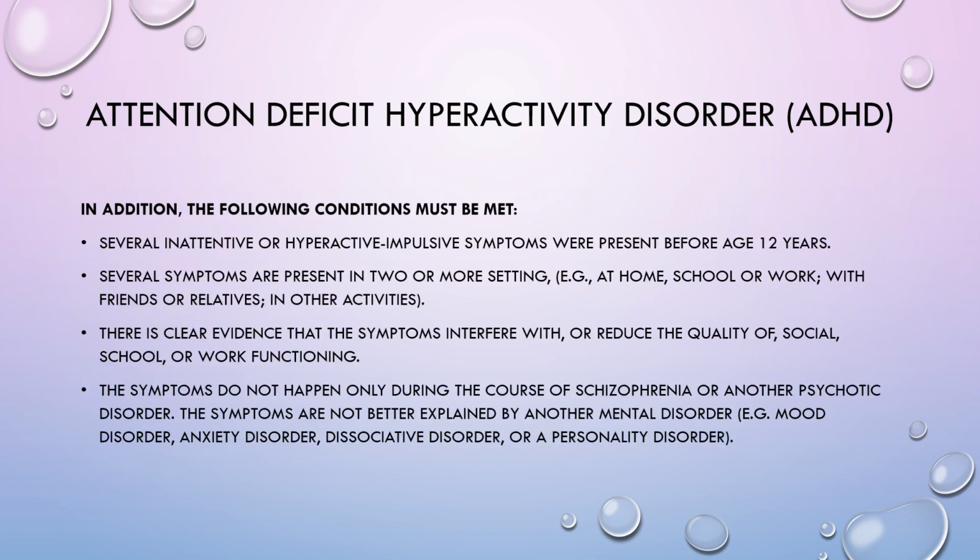So, now in addition to the inattentive type or hyperactivity type, or if you're looking at combined, there has to be also the following. Several inattentive and hyperactive impulsive symptoms were present before the age of 12. Now this has changed. This used to be around 7. The DSM-5 changed from DSM-4 to 5 and extended the age to 12.